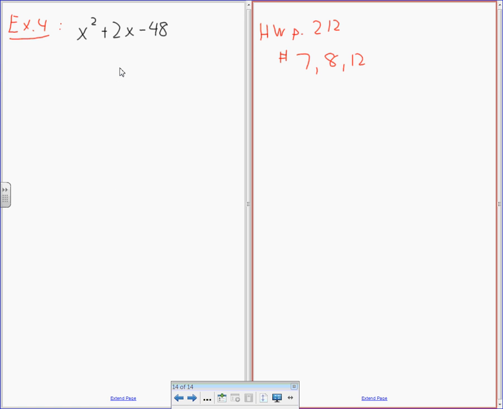But a thing to remind yourself here: if you're multiplying to get a negative, what does that mean? One has to be positive, one has to be negative, okay? Here's the other thing to think about. If you are adding to get 2, and I'll write that down, and multiplying to get negative 48, what does adding to get 2 mean?